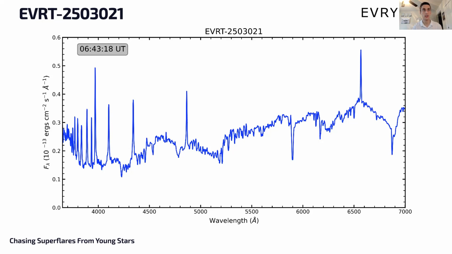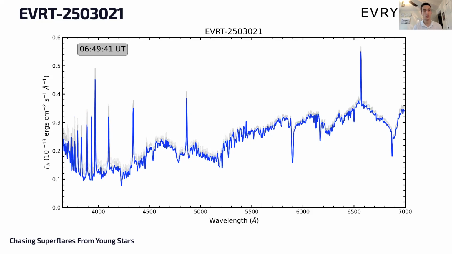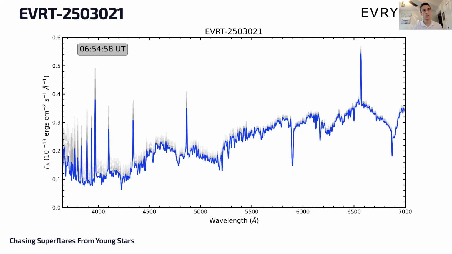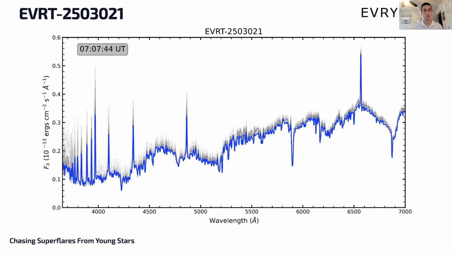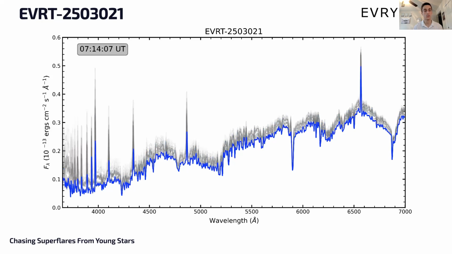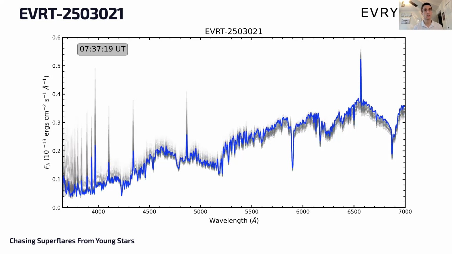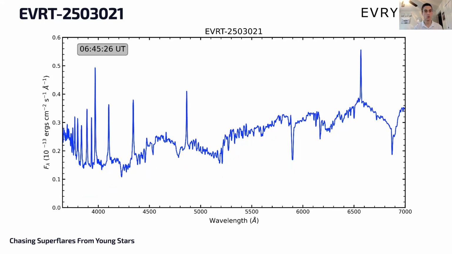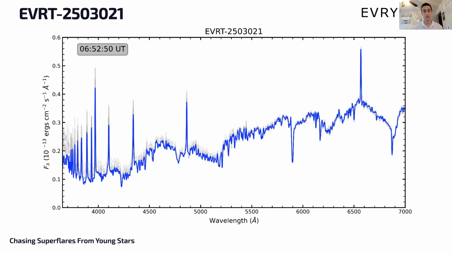I want you to notice that on the left, toward the UV end of the spectrum, there's an increased flux during the early observations. This is because the flare is putting off lots of radiation in the UV end of the spectrum. And you'll also notice that the emission line amplitudes are also increased. And as the flare evolves, these emission line amplitudes decrease, as we'd expect, as the star heads back towards its quiescent state.